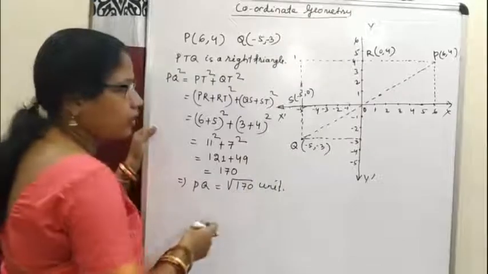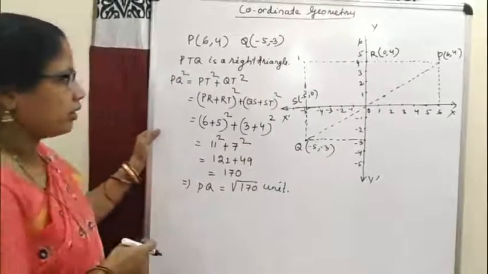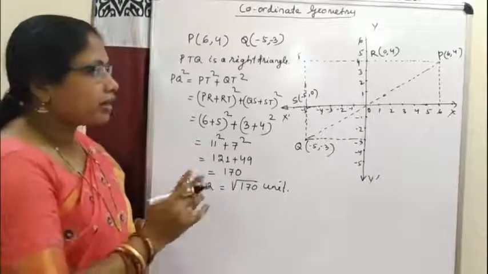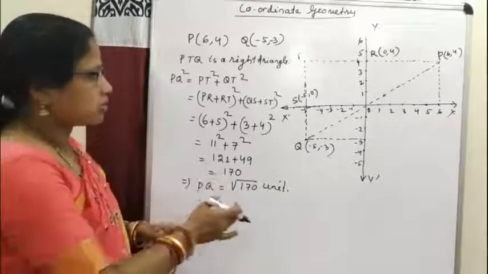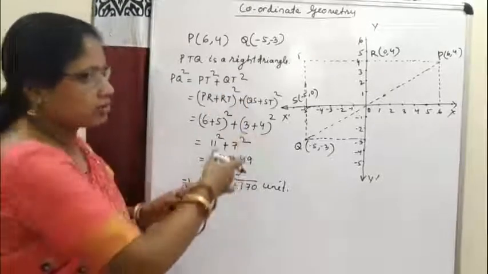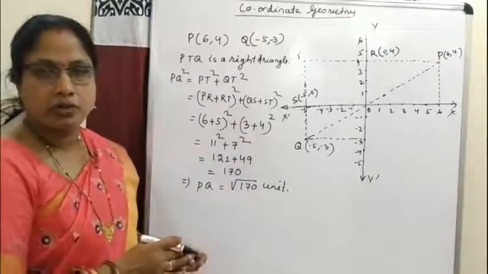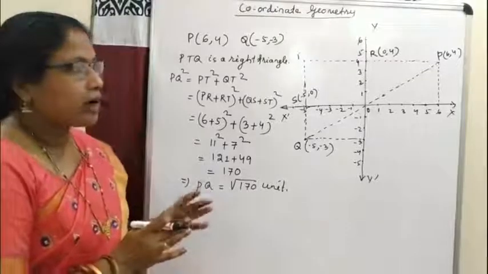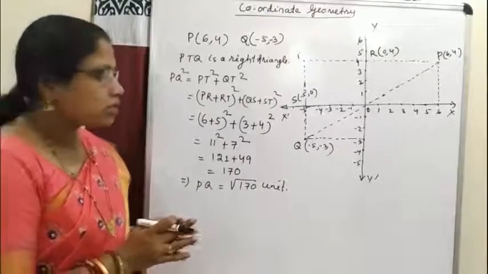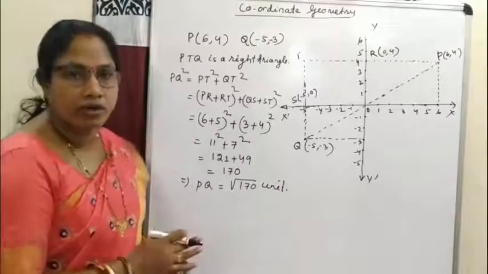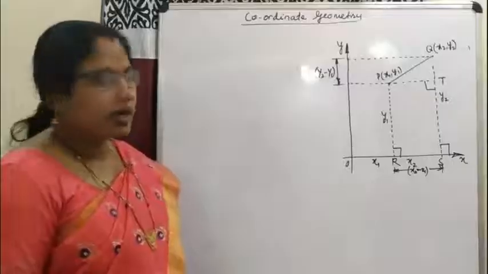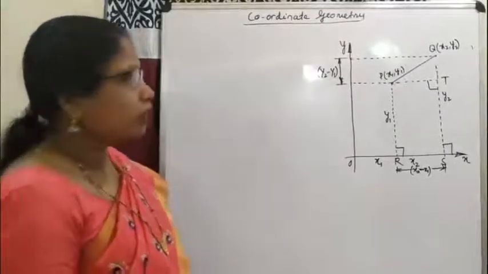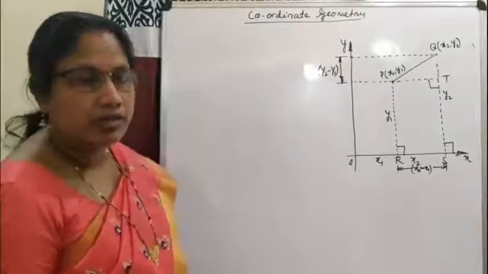So in this way we can find the distance between 2 points if their coordinates are given. But it is difficult to always put these values to find the distance between 2 points. So there is a general formula to find the distance between 2 points. Let us find that general formula.